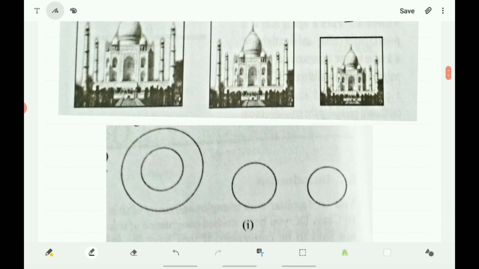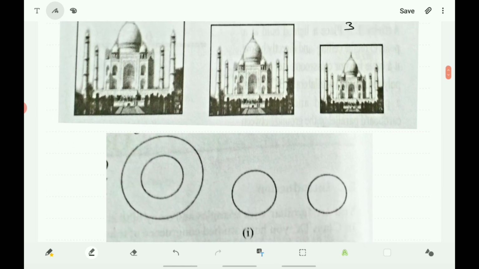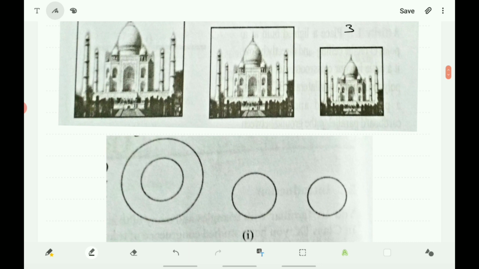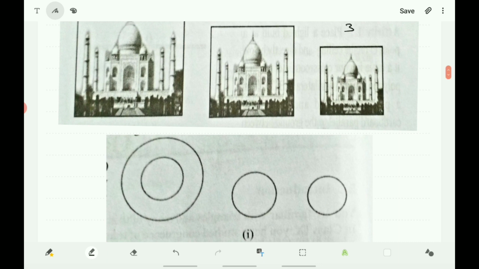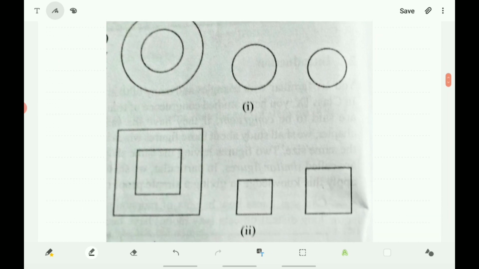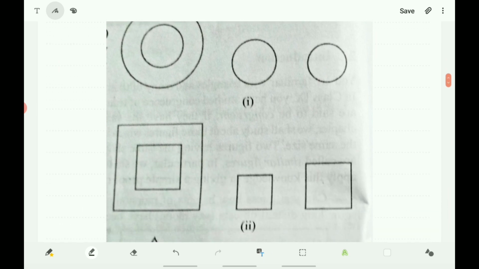And next you see the circles. Here there are four circles. They are of the same shape, that is circle shape, and they are similar. Their radii are different and their sizes are different here, but they have the same shape. So they are similar. Next, see the squares here. Here there are four squares. They are similar because they have the same shape.